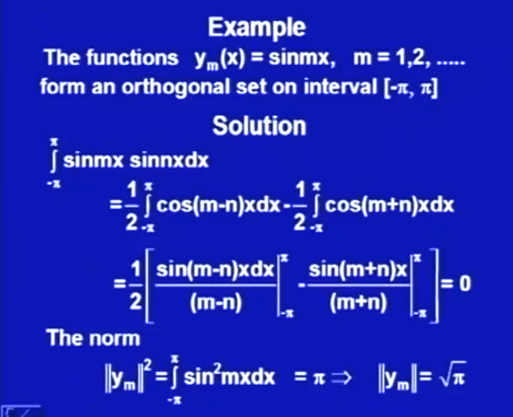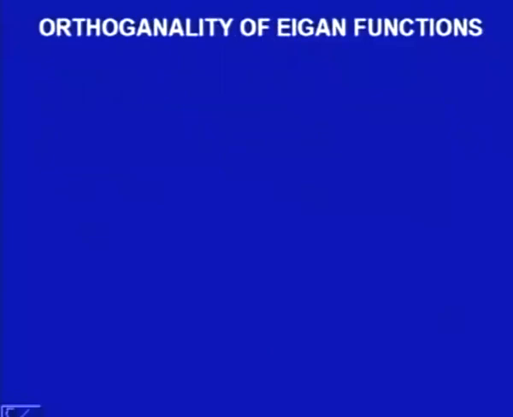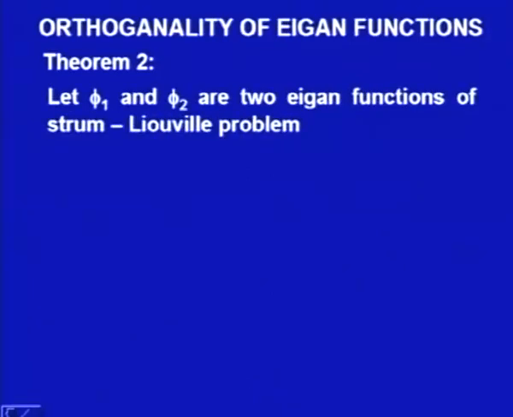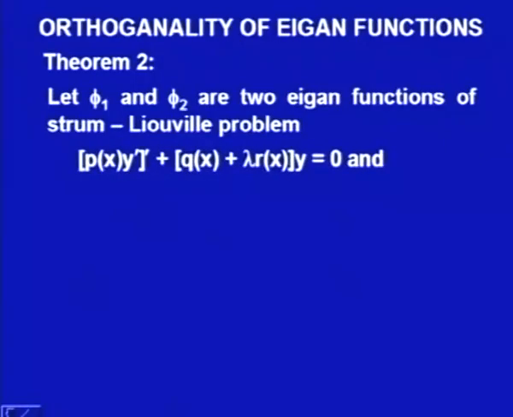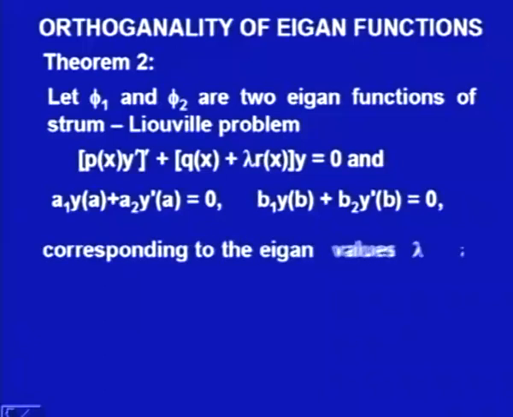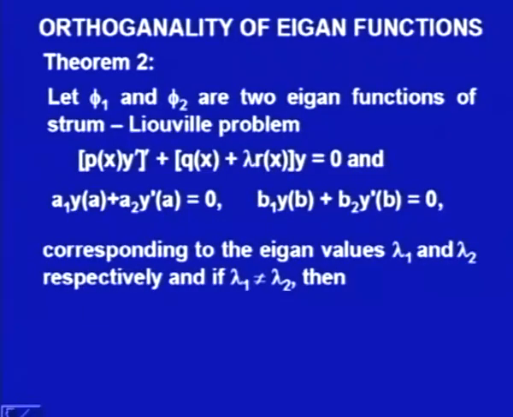Now, let us come to the property of the Sturm Liouville boundary value problem. It is the orthogonality of eigenfunctions. What is this property? Again we are writing it in terms of a theorem. Let phi 1 and phi 2 be two eigenfunctions of the Sturm Liouville problem, (p(x) y')' plus (q(x) plus lambda r(x)) y equal to 0, with boundary conditions a1 y(a) plus a2 y'(a) equal to 0, b1 y(b) plus b2 y'(b) equal to 0, corresponding to the eigenvalues lambda 1 and lambda 2 respectively.